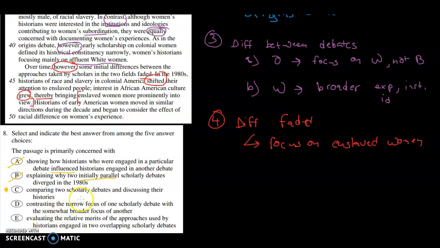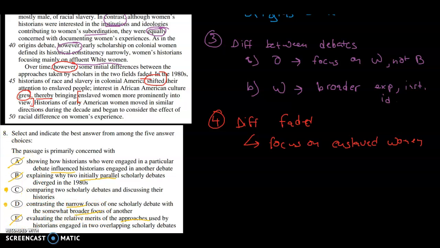Let's look at D. Contrasting the narrow focus of one with a somewhat broader focus of another. Again, a possibility. It's dealing with the differences between these two debates, so I'm going to flag that. What about E? Evaluating the relative merits of the approaches used by historians. Now, this is very important with these sorts of questions on the GRE and any sort of academic test in general: be very careful about word choices. Were we actually focused on the approaches used by the historians? Nowhere in the text is that brought up. Like, you think of approaches, like, were we using statistics, and then one side was using surveys? No, never mentioned. That definitely is out.